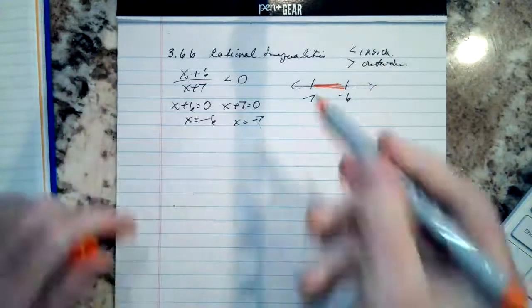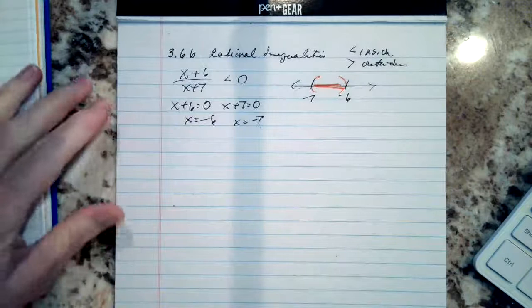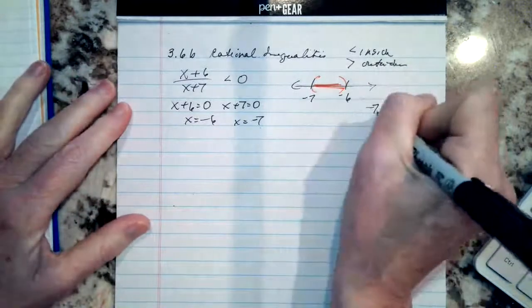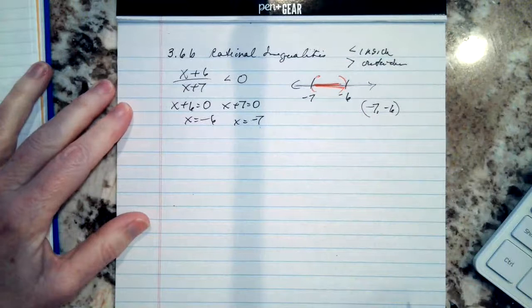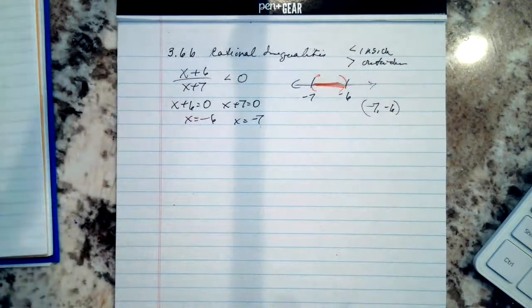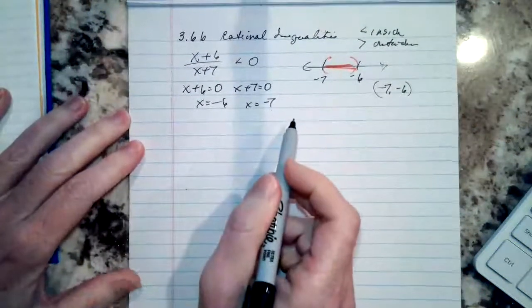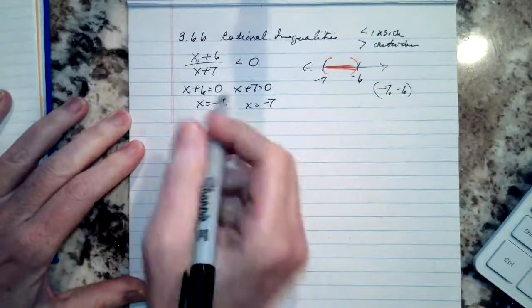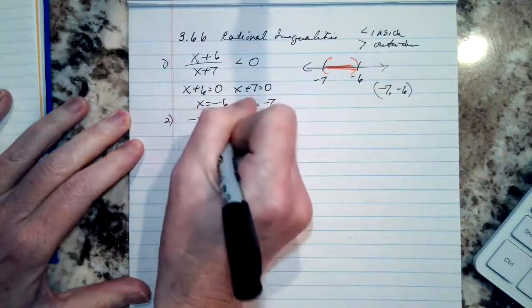Okay, we don't have our equal to's here, so we're not including the endpoints. And we've got -7 to -6 with parentheses. Super easy, no weird stuff happening. There's a lot of weird stuff that's going to happen in the next 1, 2, 3, 4, 5 problems, but nothing unusual there, nothing different from what we did on Monday. That's the first one. Let's look at the second one.